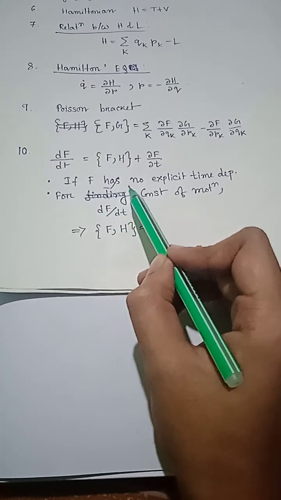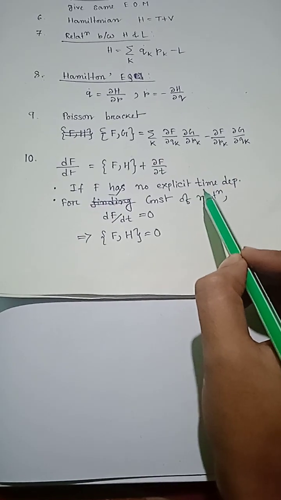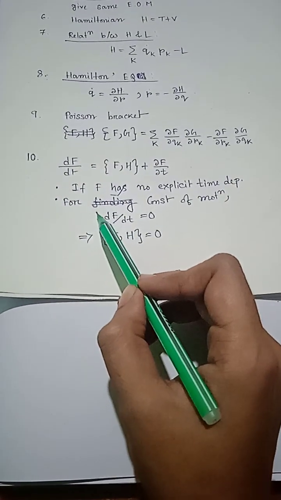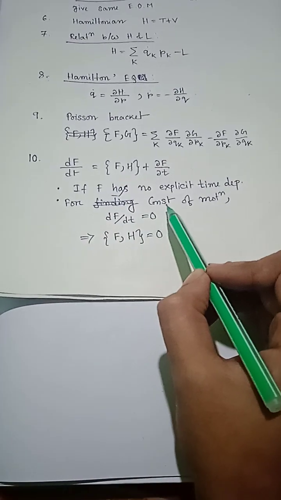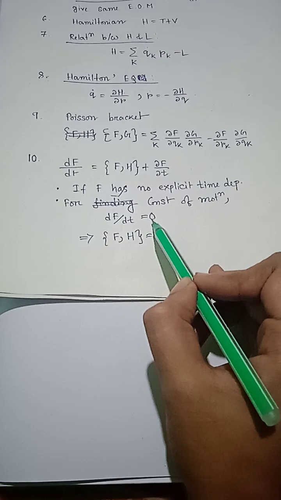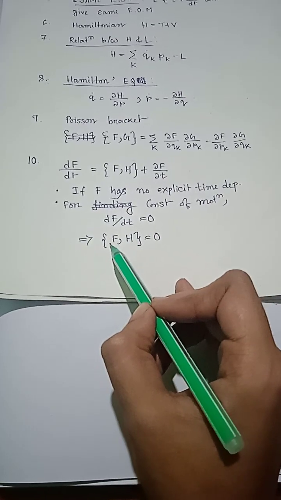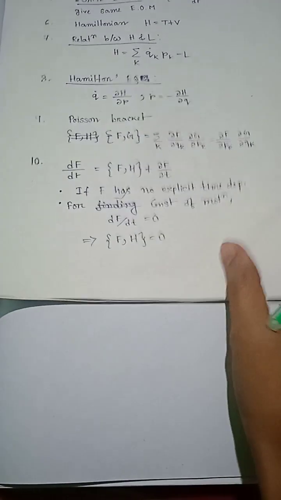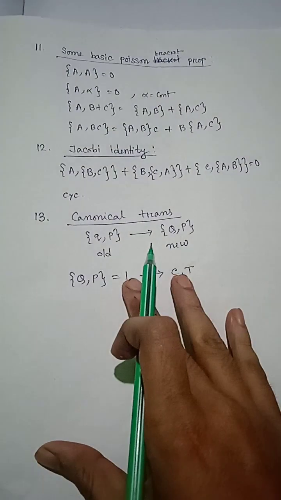If f has no explicit dependence on time, for finding the constant of motion, del f by del t should be 0, which implies Poisson bracket of f with H will be equal to 0. Now I want to discuss some basic properties of Poisson bracket.